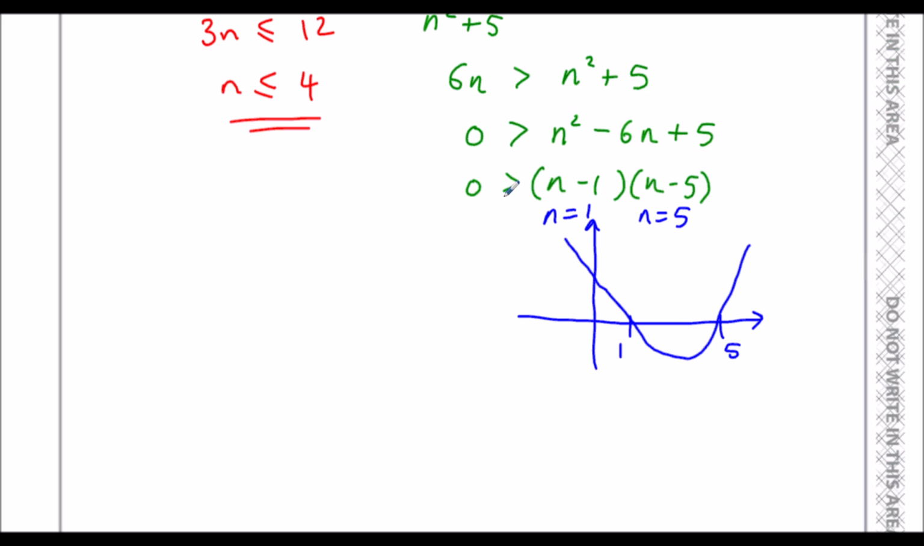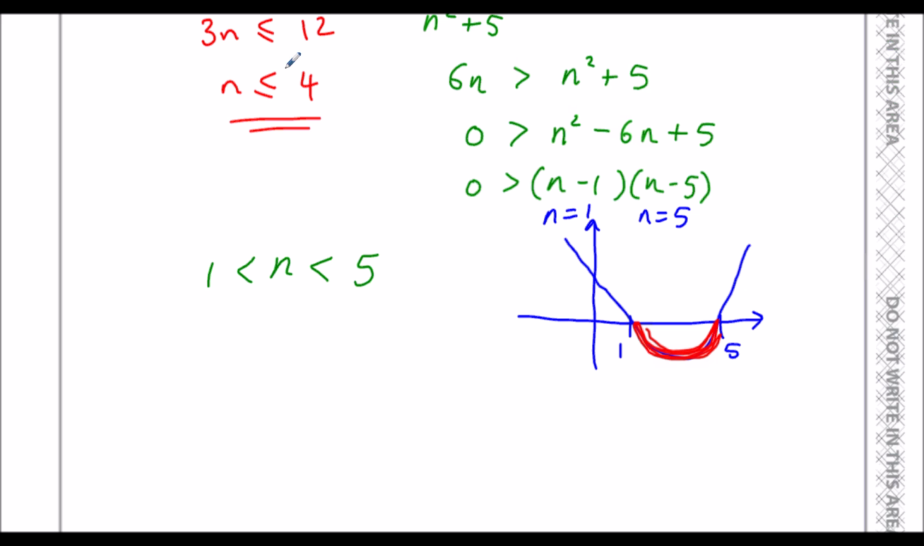We want to know where it's less than 0. So where is this sketch I've just made less than 0? That is this bit here. The bit underneath the x-axis is less than 0. So that's between 1 and 5. It can't equal 1 and 5 because it hasn't got the little line under it, the or equal to. So it can be anything between 1 and 5, not including 1 and 5. So n is bigger than 1 and less than 5.